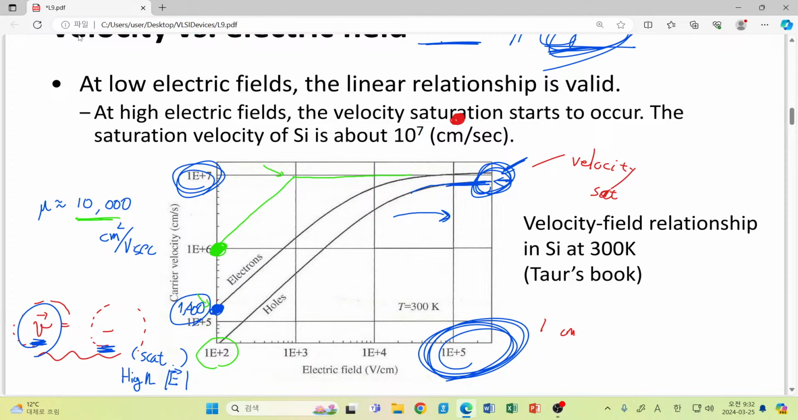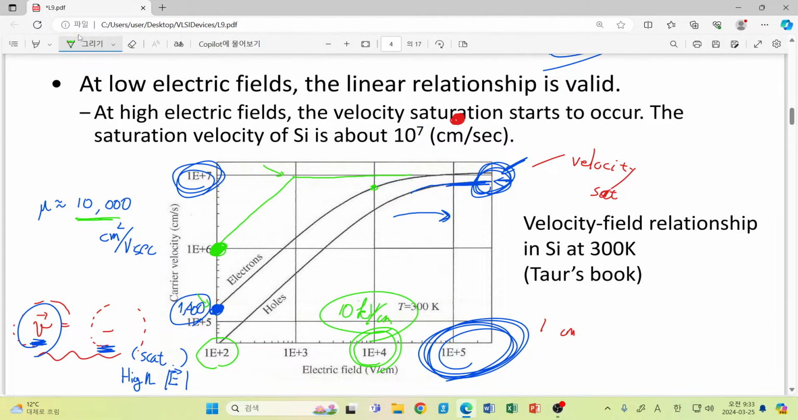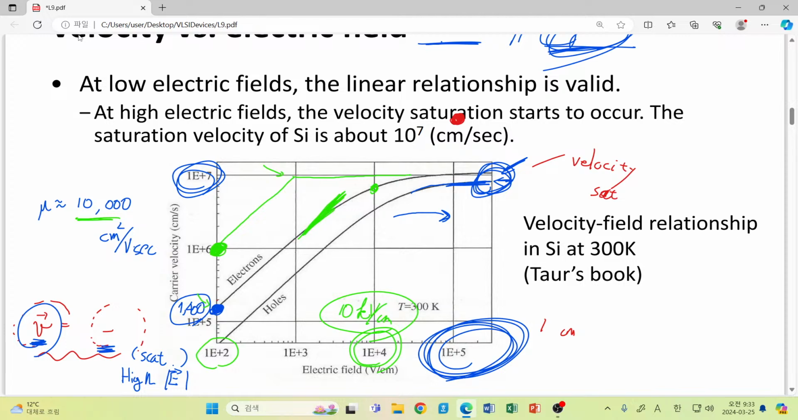Simply speaking, beyond, for example, roughly speaking, 10 to the 4 here, which corresponds to 10 kilovolt per centimeter, this one shows significant deviation from our linear expectation. If our velocity just increased linearly, then it is deviated.